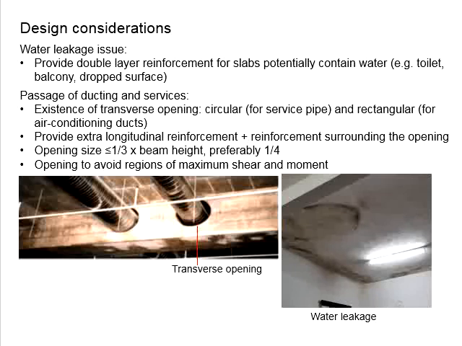ducting and services, where most likely some beams will require transverse openings to allow service pipes or air con ducting to pass through the beam within the limited space of the ceilings. Transverse opening can be a structural issue if it is not properly managed. You will need to limit the size of the opening not to exceed 1/3 of the beam height, or preferably it will be 1/4 or 1/5 of the height of the beam.